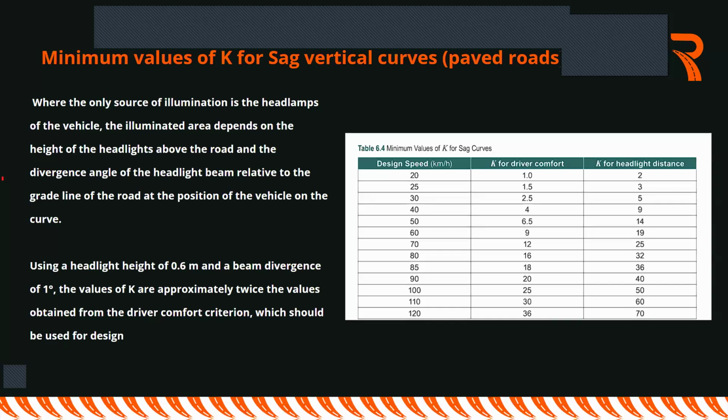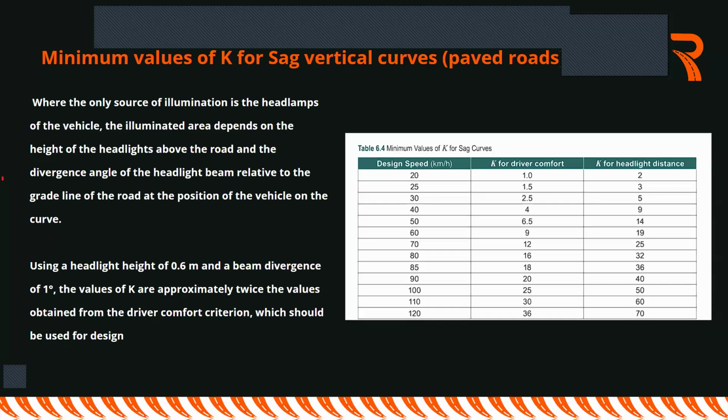So where the only source of illumination is end light and end lamps of the vehicle, the illuminated areas depend on the height of the end light above the road and divergent angle of the end light beam relative to the grade of the road. So what this means is when we are designing sag curve, we look in the aspect of illumination.